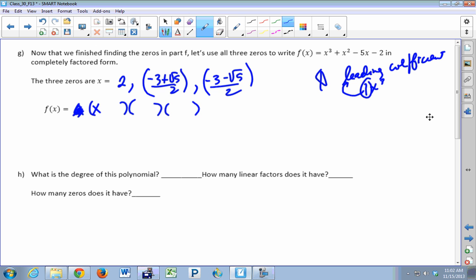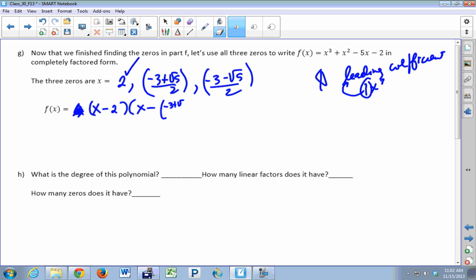So now I'm going to need a little more space on my paper because writing in those irrational numbers is going to take a little more space. I say x take away 2, done. X take away negative 3 plus the square root of 5 over 2, done. X take away negative 3 minus the square root of 5 over 2, done. Now that's done for me.